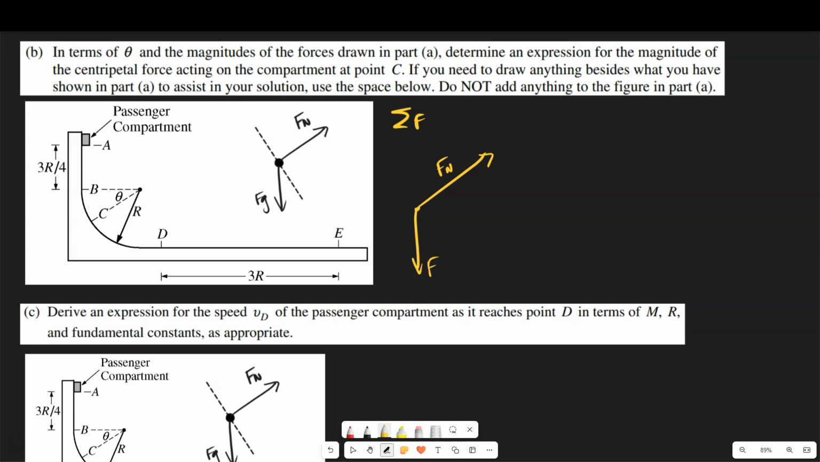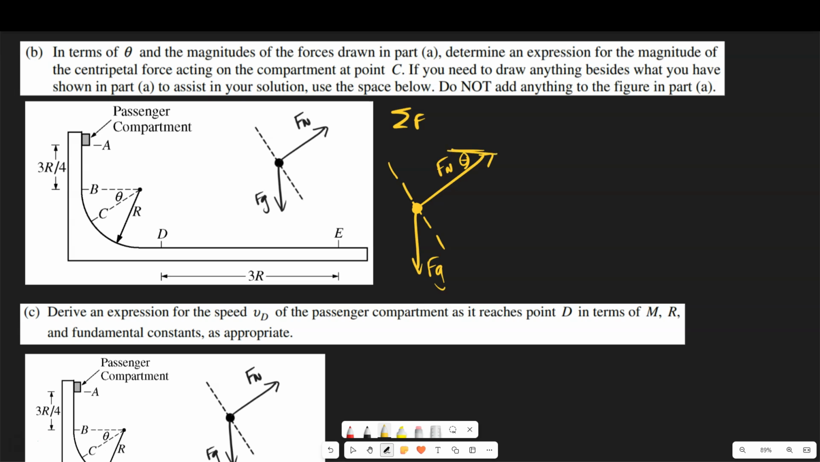We do know a couple other things that are going on here. We've got this dotted line that is at a right angle. I could draw this dot representing the object. We also know that this angle is theta right here. So this angle is theta. Notice I'm drawing this as a separate drawing from what they had asked me to draw in A because I'm going to do something with this right here.